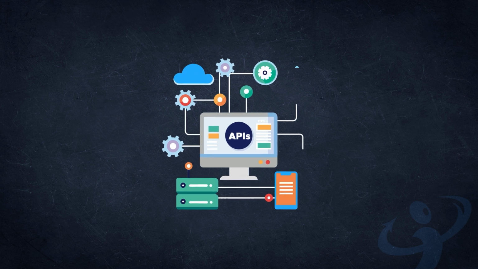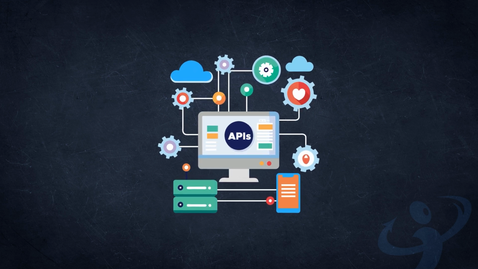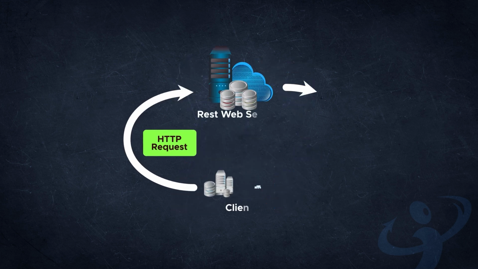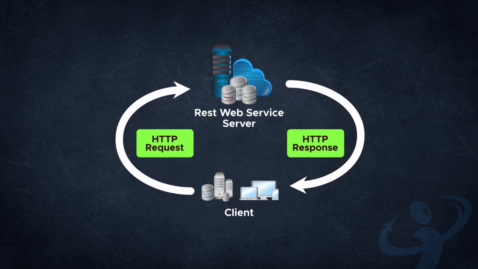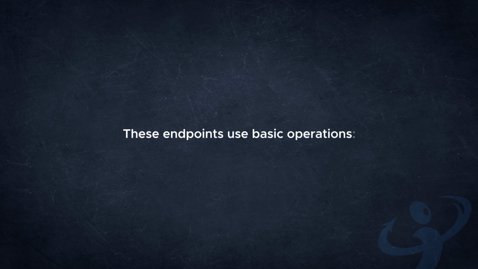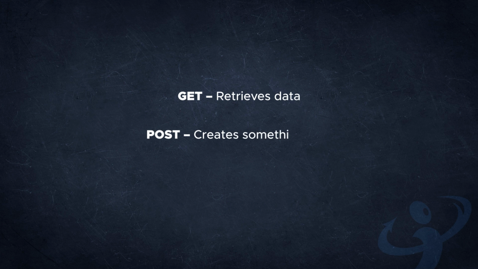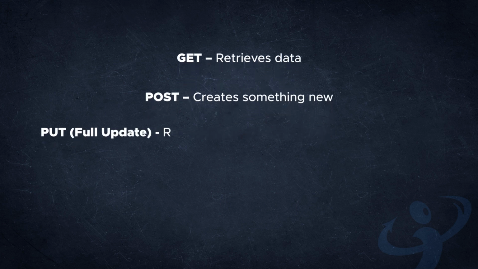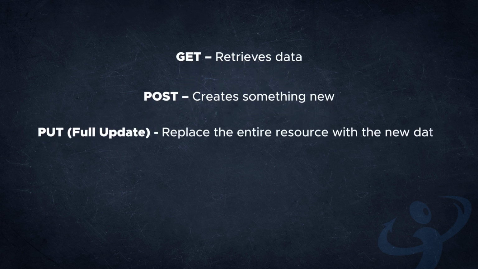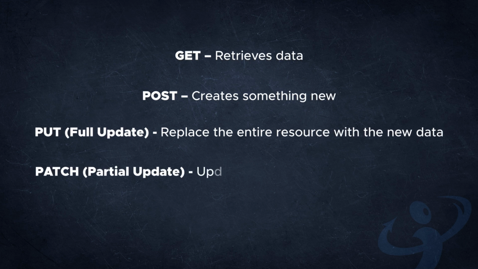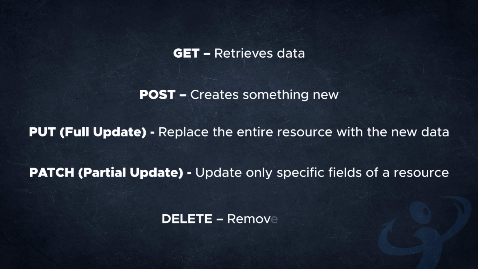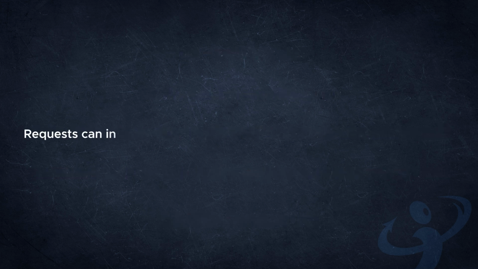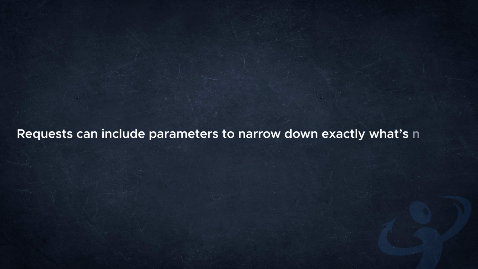Most modern APIs follow the REST, representational state transfer, architecture, which communicates through HTTP requests sent to specific URLs, called endpoints. These endpoints use basic operations. Get retrieves data. Post creates something new. Put, full update, replaces the entire resource with the new data. Patch, partial update, updates only specific fields of a resource. Delete removes data. Requests can include parameters to narrow down exactly what's needed.